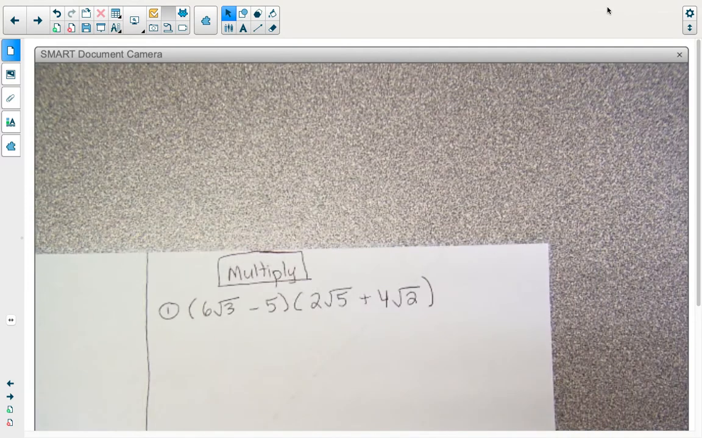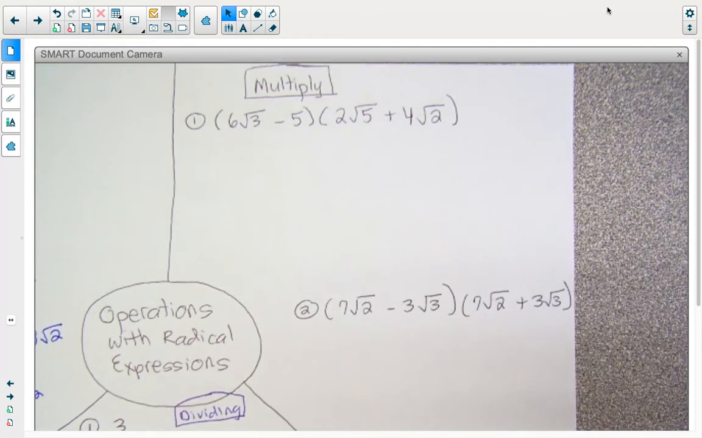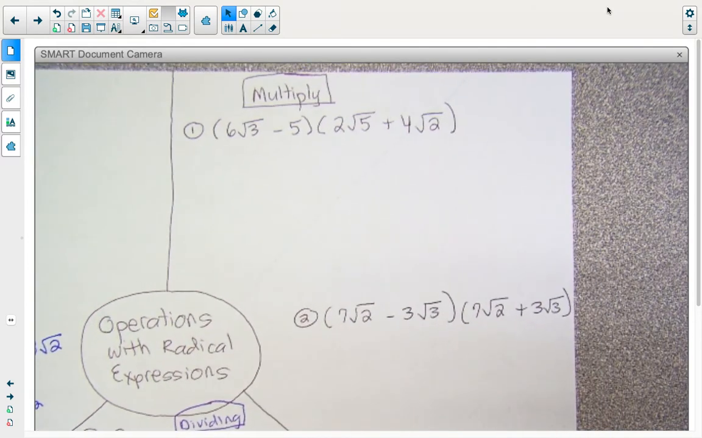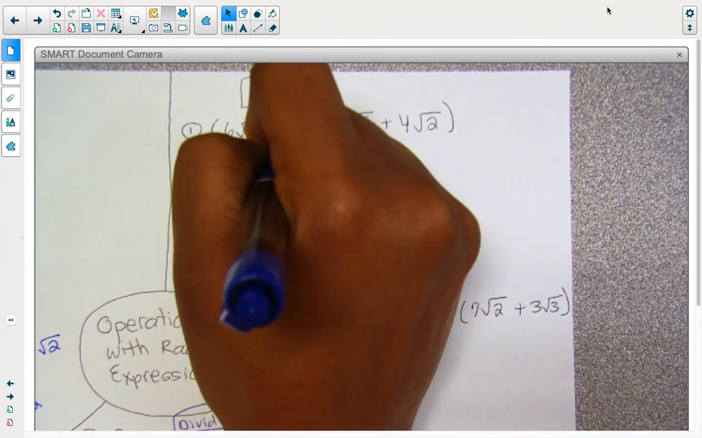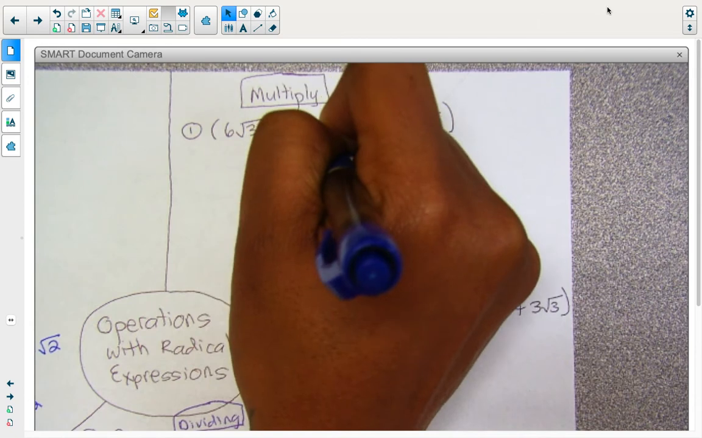Okay, let's multiply. Hopefully you see these and you think either box method or distributive property because that's exactly what we're going to do. So I'm going to set up our box. So 6 square roots of 3 minus 5.